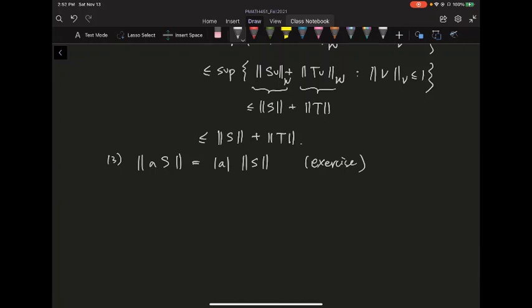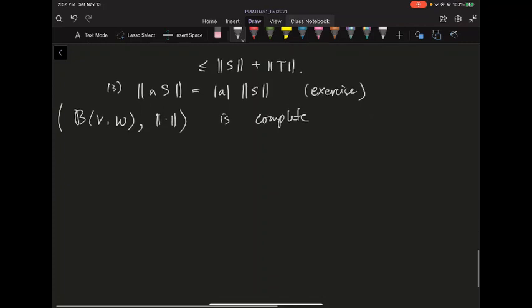And finally, let's show that it's complete. So let's show B(V,W) with this norm: we have it's a vector space, we have it's a norm, let's show it's complete. Like I said, this is probably the third time you see us prove something is complete in this course. So try to compare the proof I'm giving to what you did or what you saw in L1 or Lp, or on your assignment for L infinity. So here's the proof.